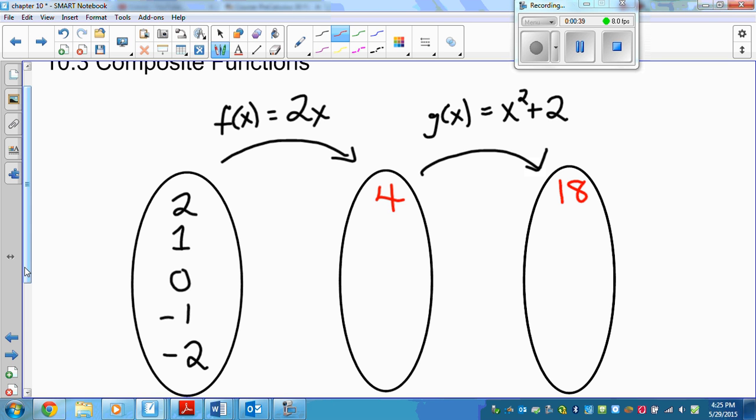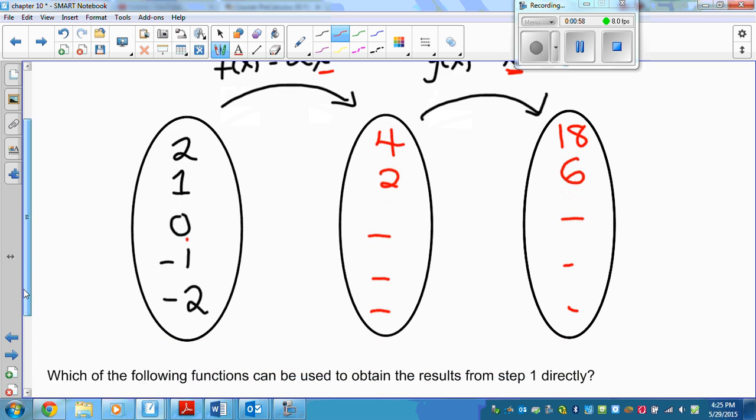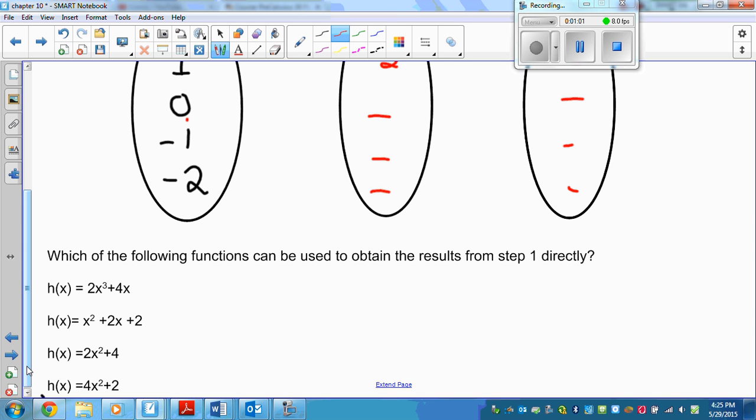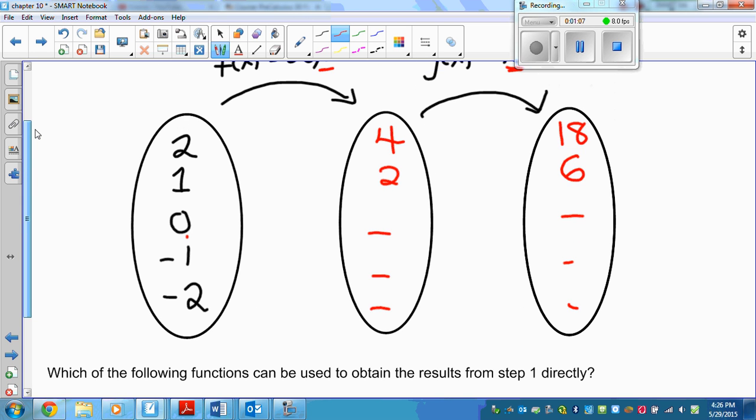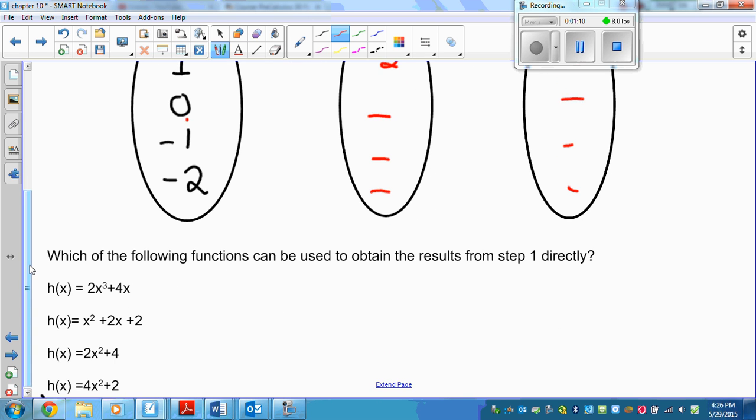We're going to do it again with 1. 2 times 1 is 2. Now 2 squared plus 2, so 4 plus 2 is 6. Your job for next class is to fill out the rest of this table. Then I want you to decide which way could be used to obtain the results directly. So how could we go right from 2 to 18? Which of these ones work? If you're not sure, just sub in the value of 2 everywhere that you see x and see which one spits out 18. Okay, so that's your job.